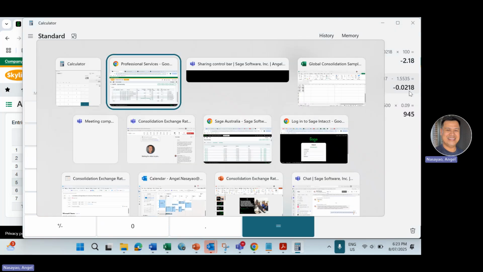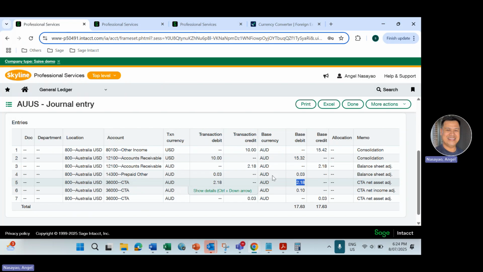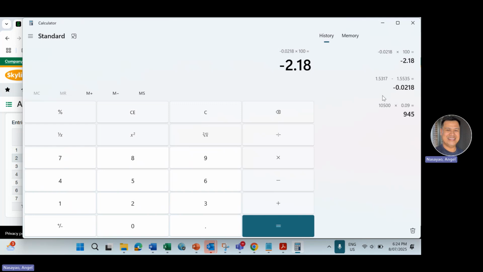Remember, we will only be converting the beginning balance, because this one is a new transaction for June. It's already been translated into the current rate. But since accounts receivable is a real account, it has to be reinstated, only for the change in exchange rate. So at the beginning of June, we have 100 USD. Multiply it by the decrease in exchange rate of this amount, and that equals 2.18.